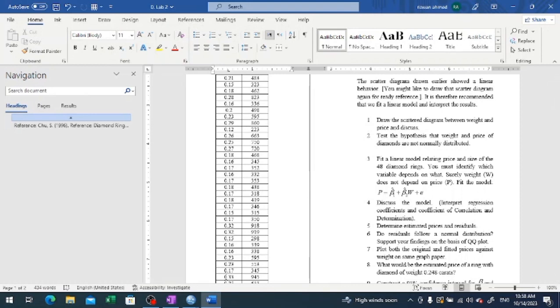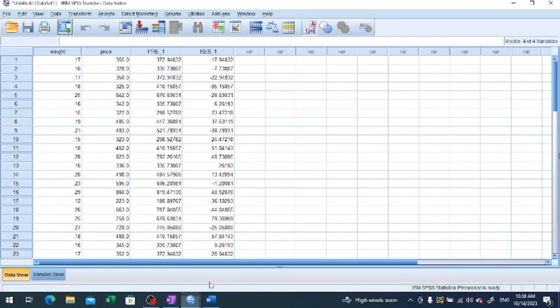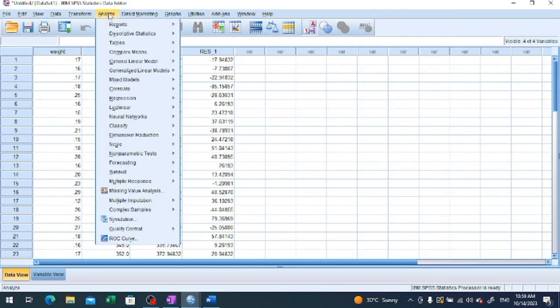Now we need to answer the next part. Do residuals follow normal distribution? Support your findings on the basis of QQ plot. Now what we do, we know that to perform normality test for any variable we need to go for explore option in SPSS, and we'll just select normality plots with test option in plots option. So I am doing it again. This time we will perform this test for residuals, whether residuals follow normal distribution or not. So we go for analyze, descriptive, explore.